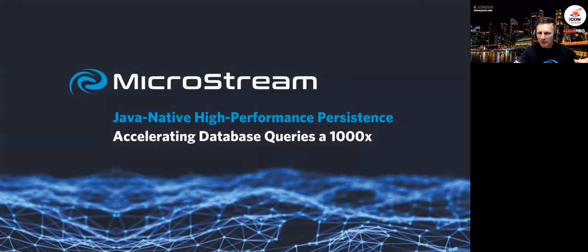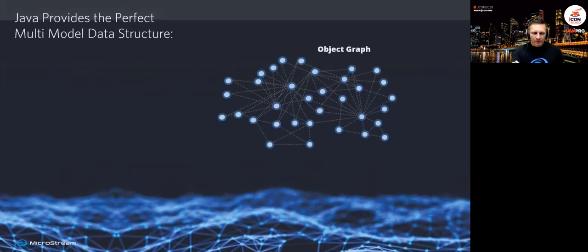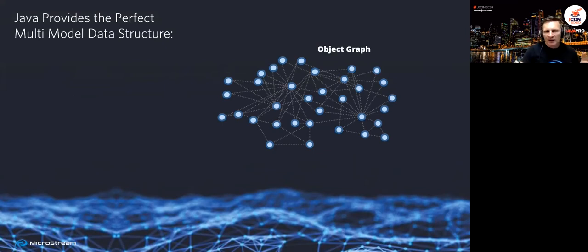With MicroStream, we have a completely new approach, and I'd like to give you only a short introduction to MicroStream. With MicroStream, we can store object graphs, and we are convinced that we can boost in-memory computing dramatically. Why is this possible? Because we believe that Java is the perfect in-memory technology, and it's made for in-memory computing. We have the perfect data structure. We have objects. We have the object graph.